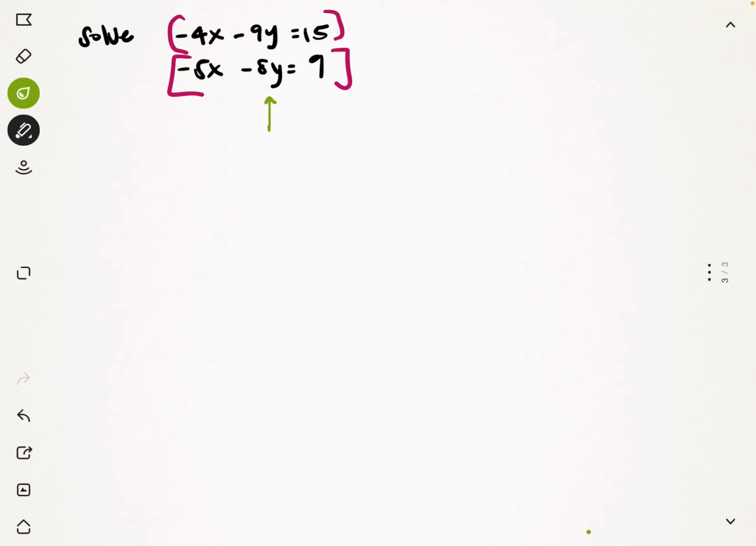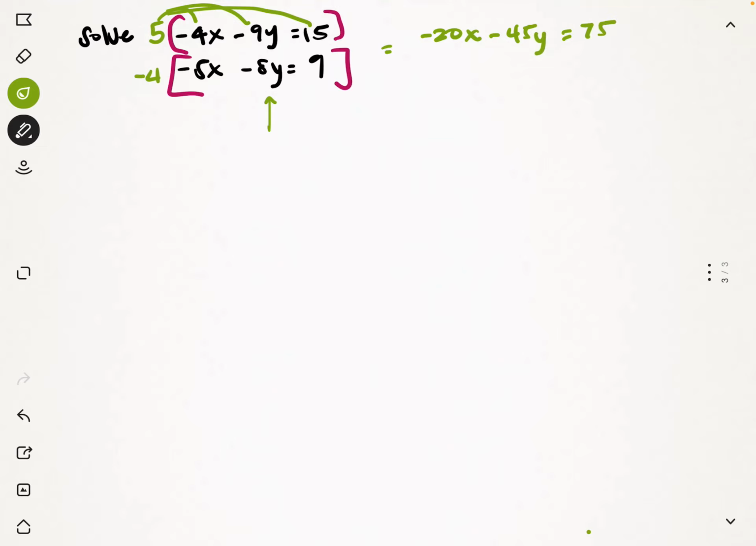Okay, so if we're looking at the negative 4x and 5x, remember, again, we're trying to have opposites. So I'm going to multiply the top by positive 5. And I'm going to multiply the bottom by negative 4. We're going to go ahead and distribute these. So when we rewrite this, 5 times negative 4x is negative 20x. 5 times negative 9y is negative 45y. And then 5 times 15 is 75.